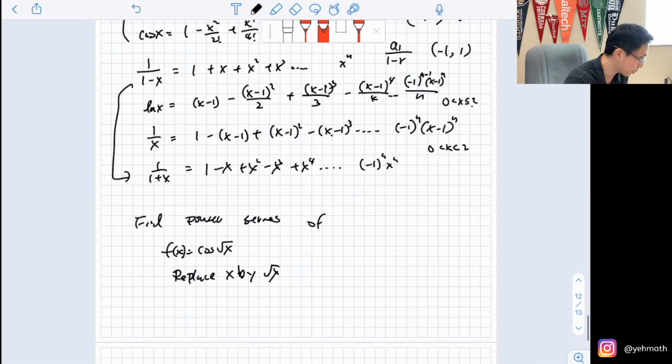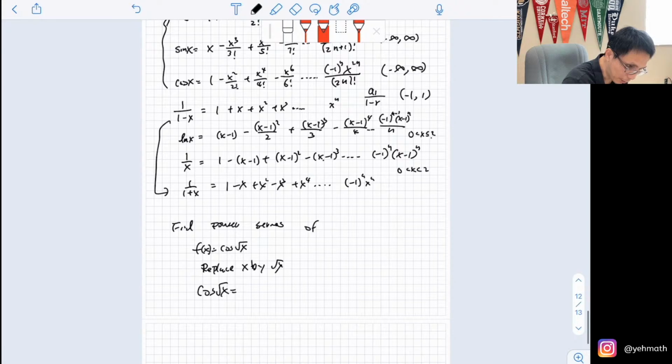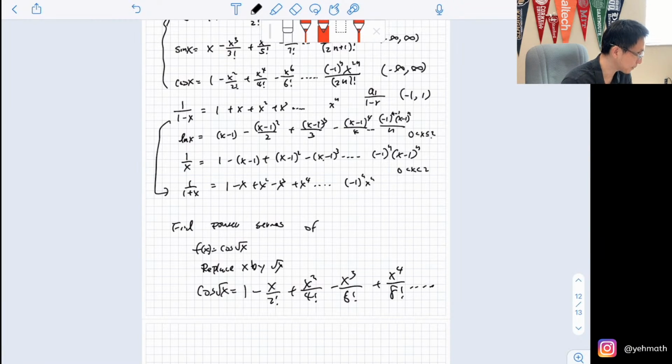So that is going to be reworded as cosine of square root of x is equal to 1, that one doesn't change, right? Minus square root of x squared, that's going to be x over 2 factorial. Plus x squared over 4 factorial. Minus x to the 3rd over 6 factorial. Plus x to the 4th over 8 factorial. And dot, dot, dot.